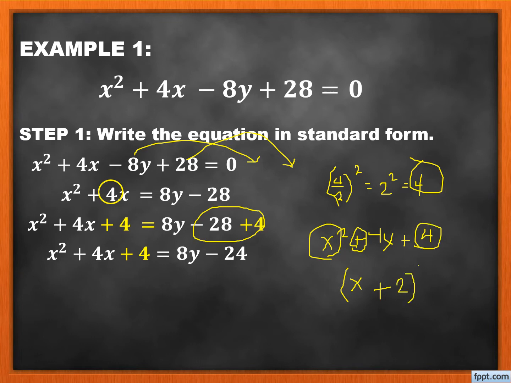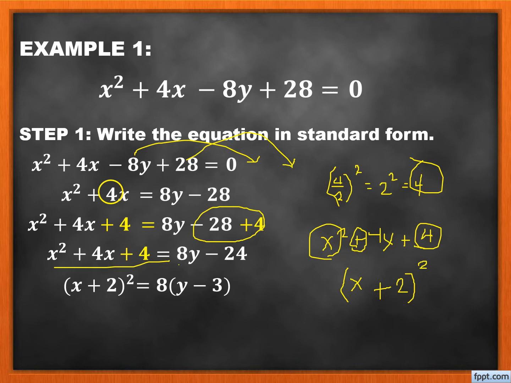Then enclose that in a pair of parentheses and square the whole term. Therefore, the factors of x squared plus 4x plus 4 is (x plus 2) squared.